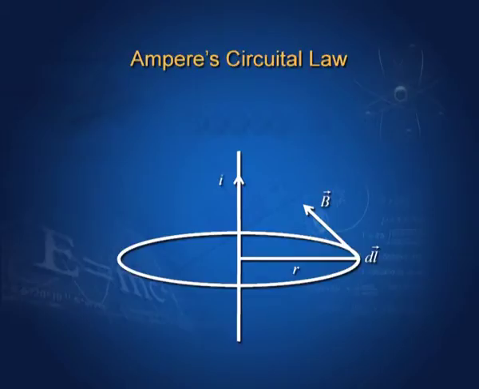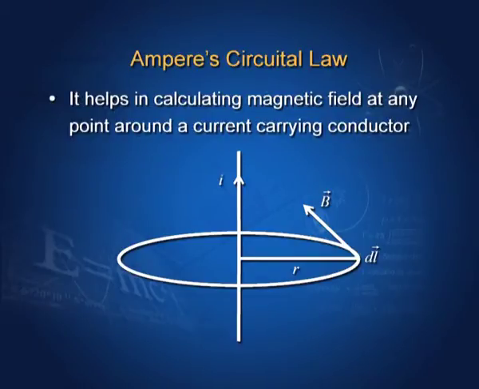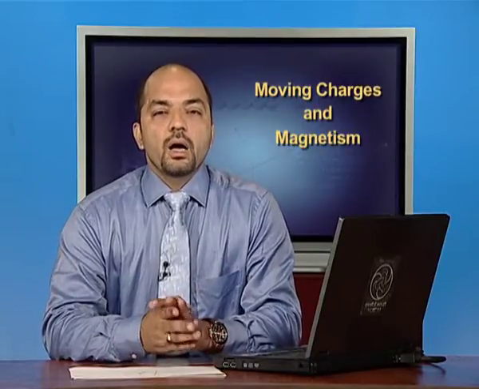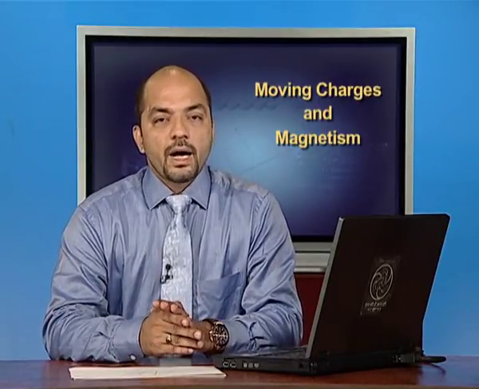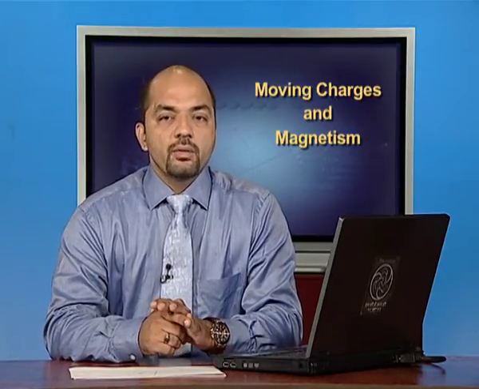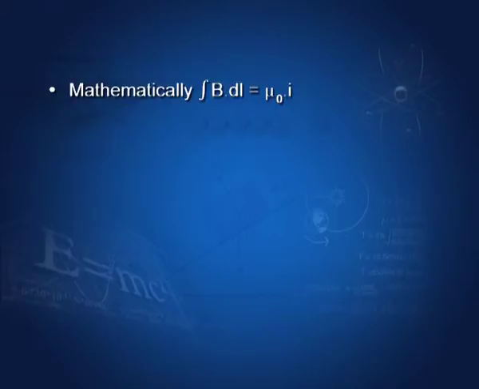Ampere's circuital law. This law helps in calculating the magnetic field at any point due to a current carrying conductor. It states that the line integration of the magnetic field around a current carrying conductor is mu naught times the current in the conductor. If the currents in the conductor are I1, I2, I3 and so on, then we can write the integration of B dot dl for the whole loop will be equal to mu naught times the net current through the conductor.